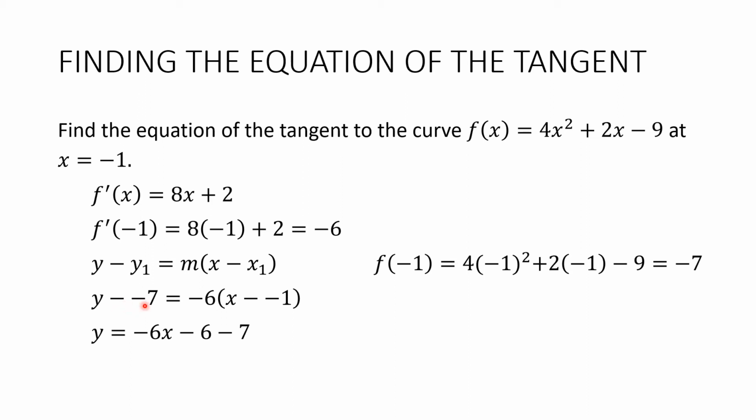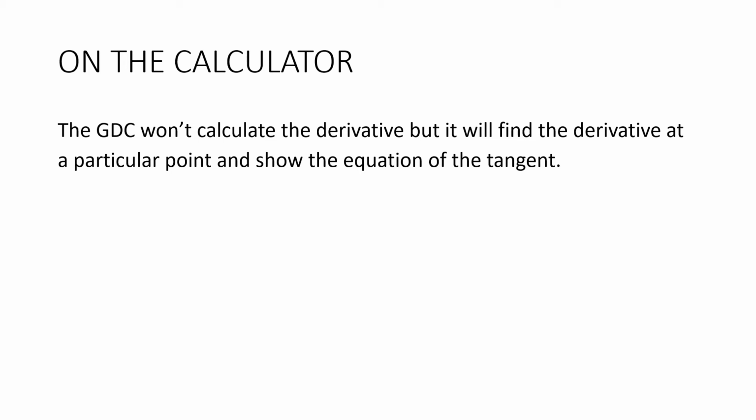See how I've taken this plus 7 over the other side, and we get y equals negative 6x minus 13, which is the equation of the tangent. Now the graphics display calculator won't calculate the derivative, but it will find the derivative at a particular point, and it'll show the equation of the tangent, which is kind of nice.